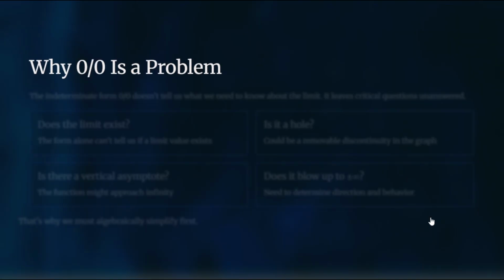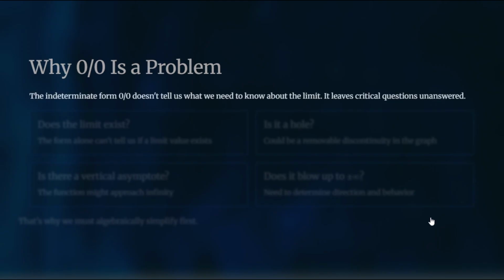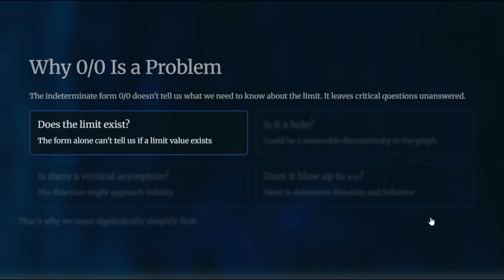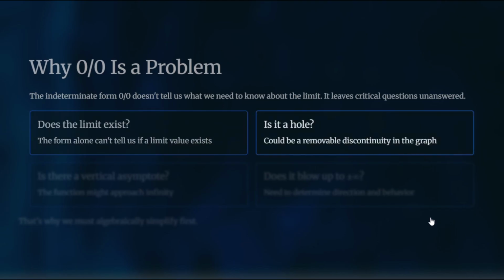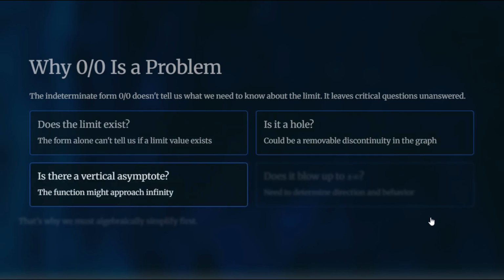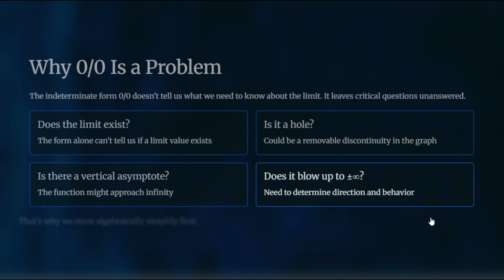Why is 0 over 0 a problem? The indeterminate form 0 over 0 doesn't tell us what we need to know about the limit. It leaves critical questions unanswered. Does the limit exist? Is there a hole at that point? Is there a vertical asymptote? Does it blow up to plus or negative infinity? So that's why we must algebraically simplify first, or in our case, we build a table of values in order to find the limit.